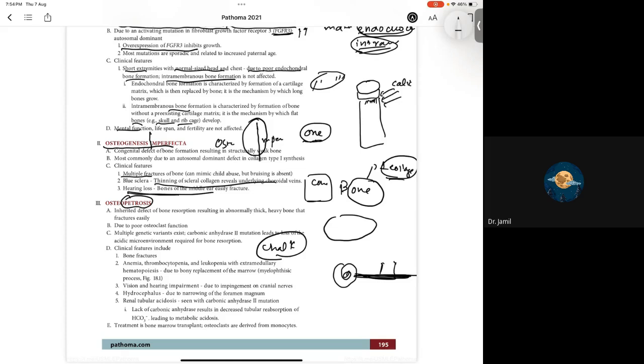So in osteopetrosis, what happens? The bone is going to be really thick, but it's going to resemble just a chalk. Thick, but easy to break, right?